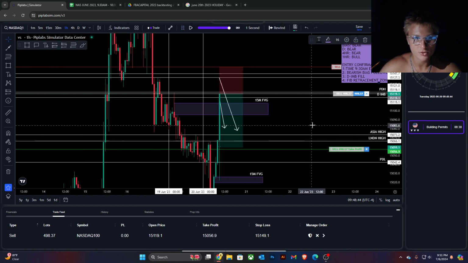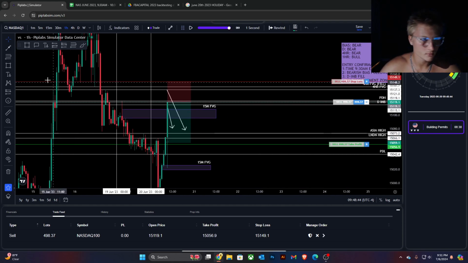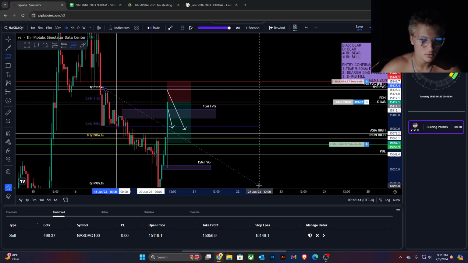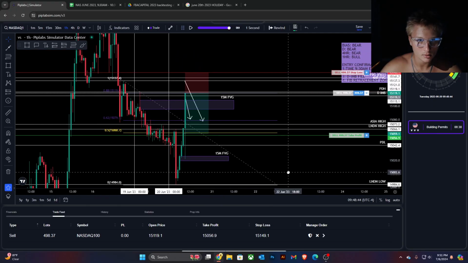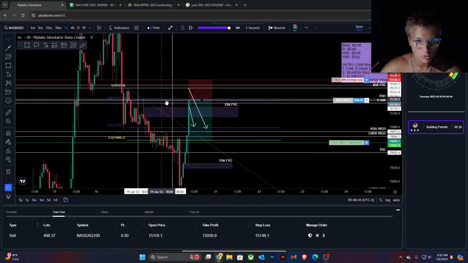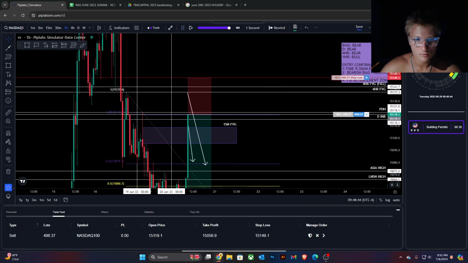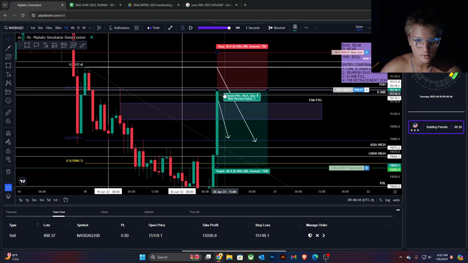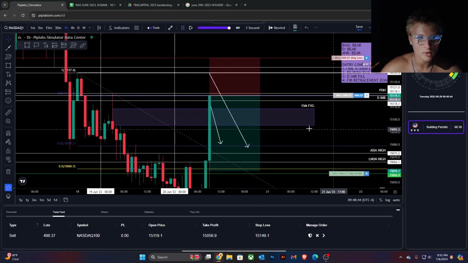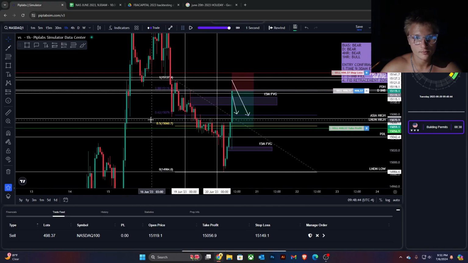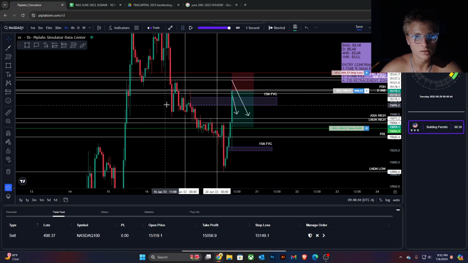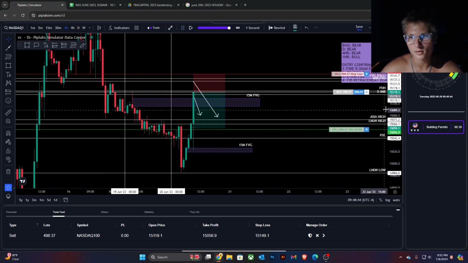Number 4, we also had price tap into our fib zone, which is, let's see, 0.88 fib. Filled that fib level perfectly here, right at our entry. So now, expecting price to continue down. I'm just gonna delete this fib off the screen because I don't like looking at it.